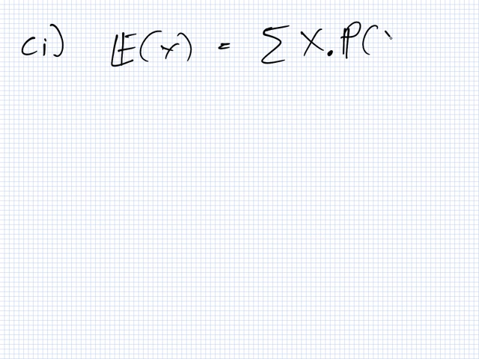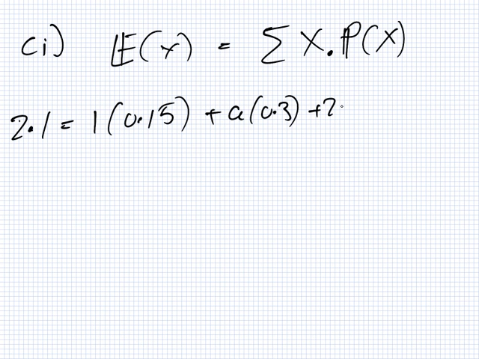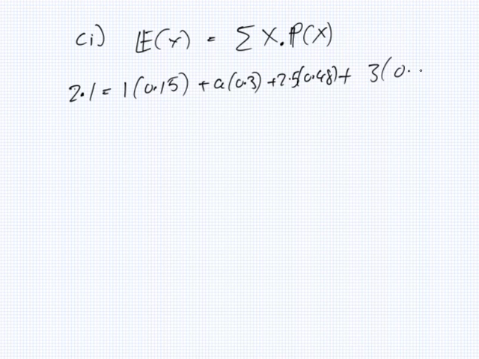C. The expected value is 2.1, find A. So do you remember the formula for expected value? You add up all the values multiplied by their probabilities. So here the expected value 2.1 equals 1 times 0.15 plus A times 0.3 plus 2.5 times 0.48 plus, what's the last one? 3 times 0.07. So A equals 2.1 minus 0.15 minus 2.5 times 0.48 minus 3 times 0.07, divided by 0.3. 9 over 5 is what I got for A. And lastly, do you remember how to find the variance?